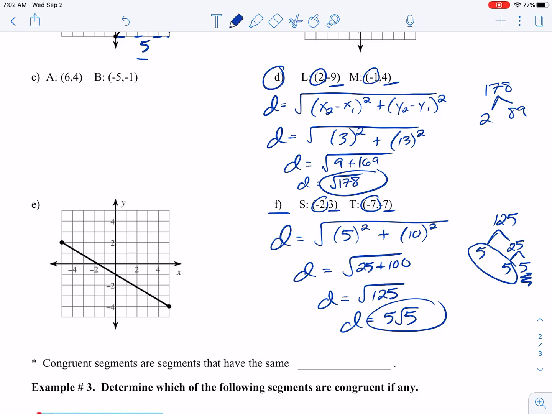If you would like some more practice, try C and E on your own. You're going to have some more practice on your homework tonight.